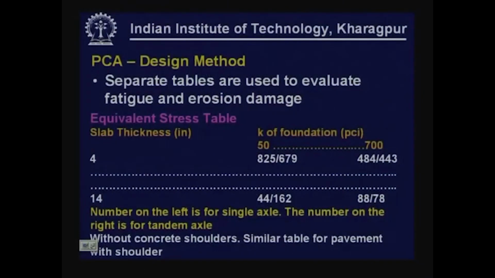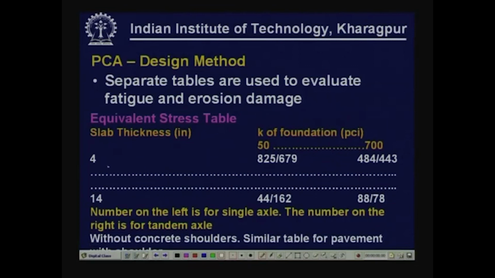Separate tables are used to evaluate fatigue and erosion damage. Equivalent stress tables are available, which give us, for a given thickness of slab, say 4 to 14 inches thick, and for a given K value of foundation, either only the subgrade or the combined effective K value of subgrade and the base, two values in the table.